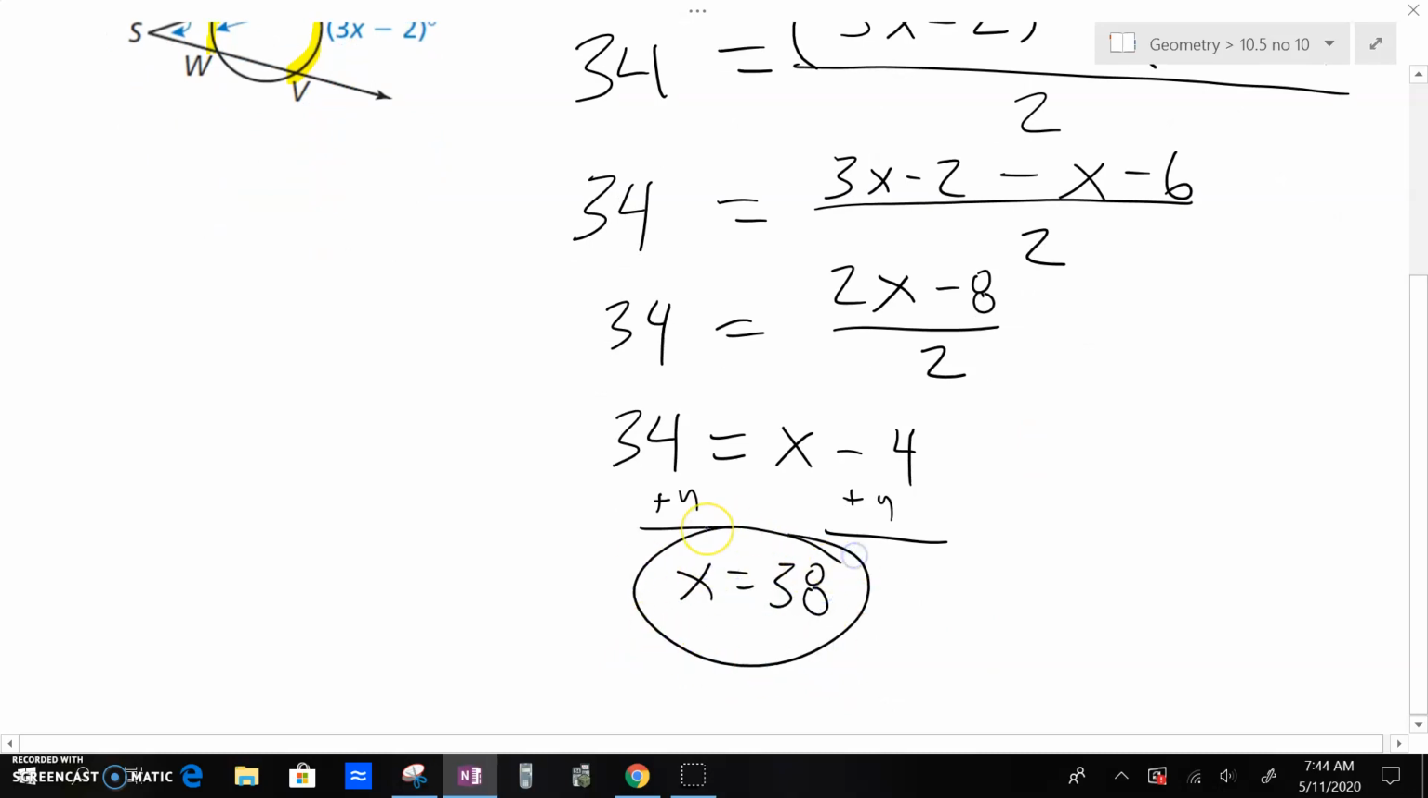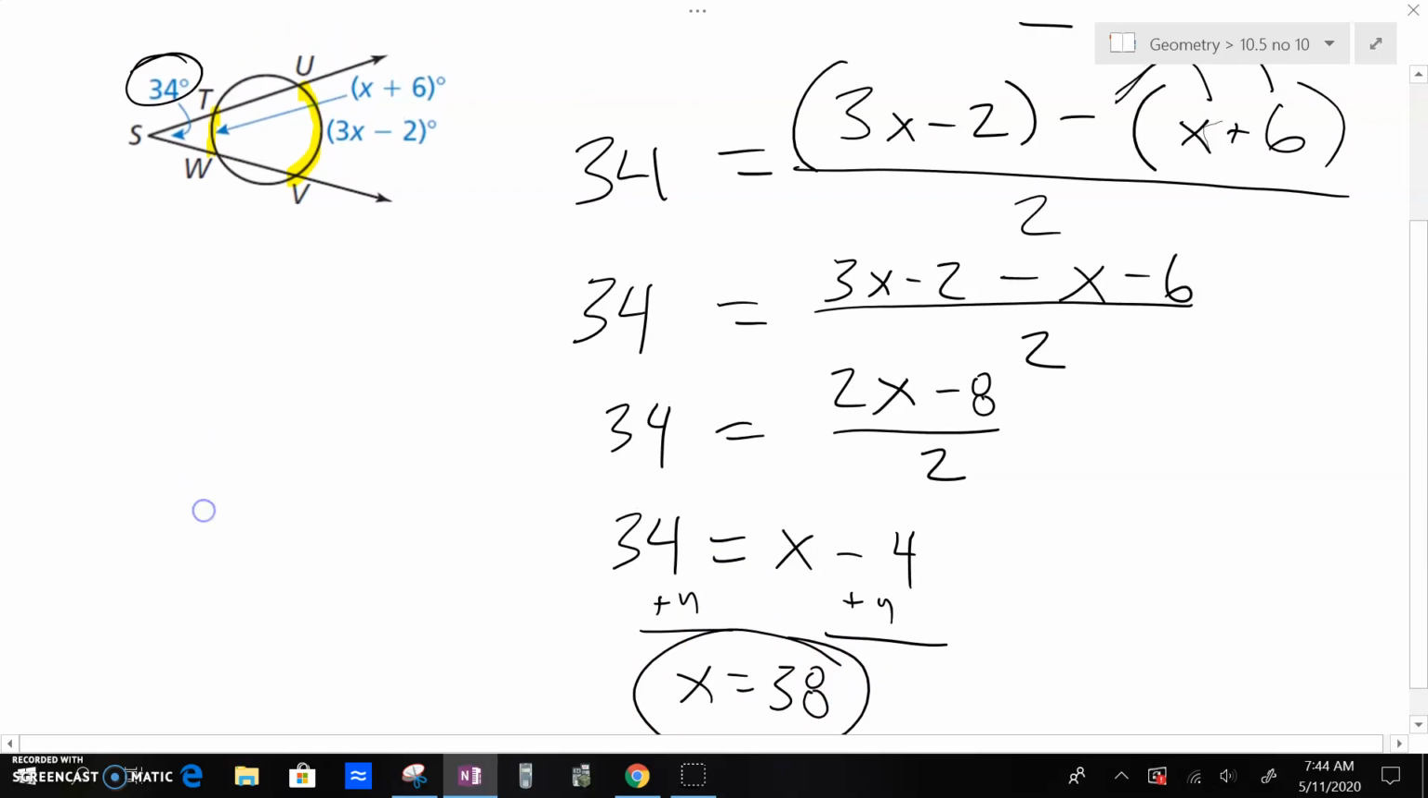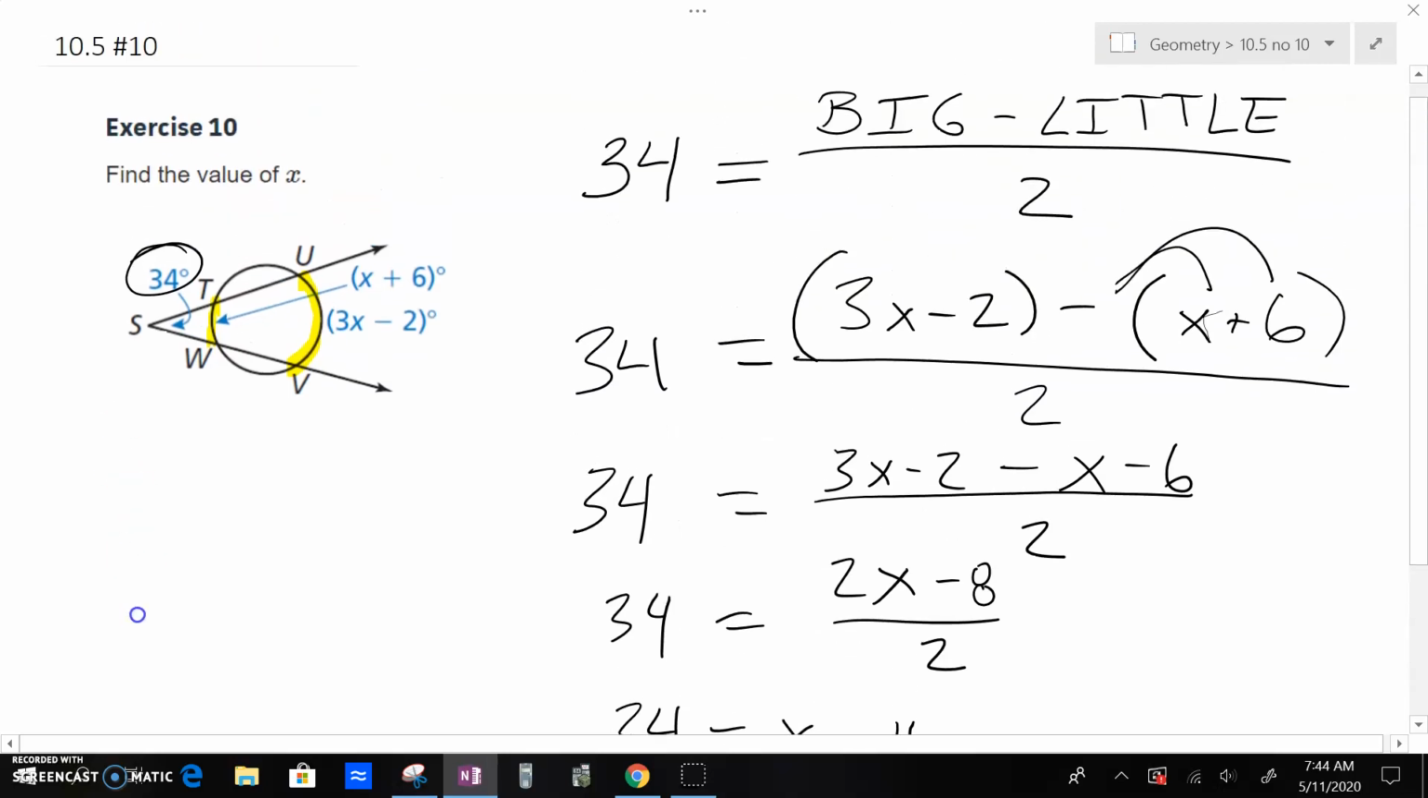And that's it. On this one, they're not asking us to do anything more with it, just find x. And we did. So x is 38, and that is problem number 10.